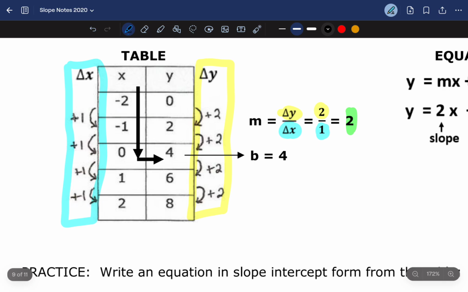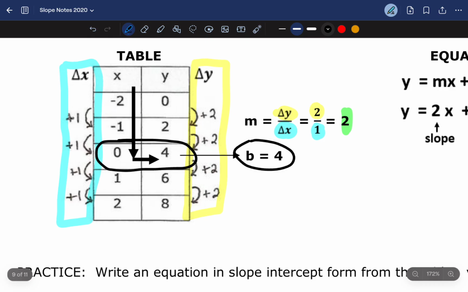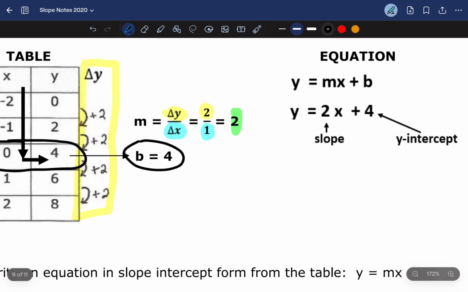Then they went and found their y-intercept. Remember, x has to equal 0. So we circle it, we highlight it, and if you notice, it says b equals 4. Now the equation, as we all know, is y equals mx plus b, where m represents your slope, your constant rate of change, your change in y over change in x, and b represents your y-intercept. That's where the line crosses the y-axis. And then you just plug those two numbers in where they belong. And that's it.